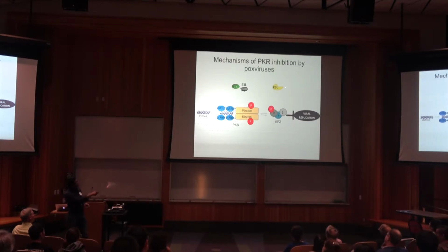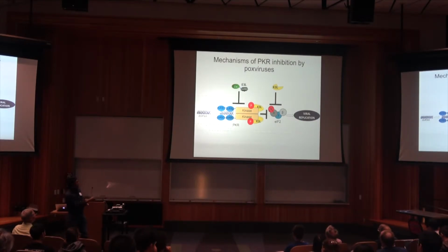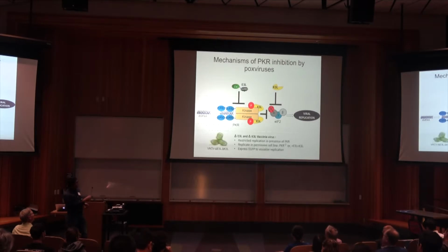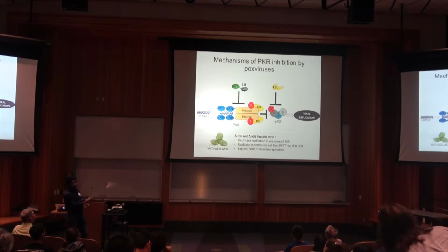E3L and K3L are PKR inhibitors from pox viruses. So E3L can inhibit PKR activation by preventing PKR homodimerization, and K3L can inhibit by preventing PKR and eIF2 alpha interaction. Thus E3L and K3L inhibit PKR and prevent the suppression of general mRNA translation and allow virus replication. So for my experimental setup, I used vaccinia virus E3L as a selective marker, and an EGFP-expressing vaccinia virus that lacks both E3L and K3L PKR inhibitors.